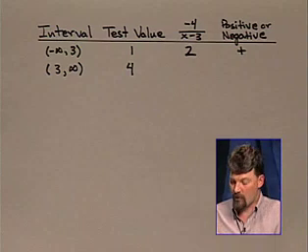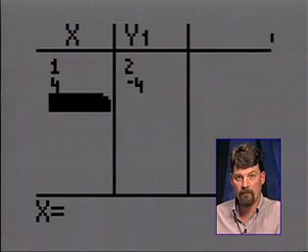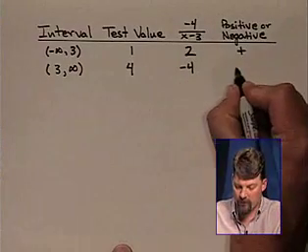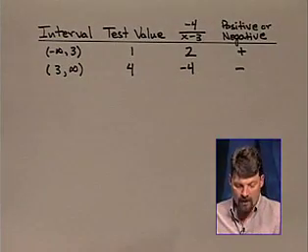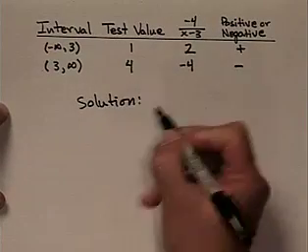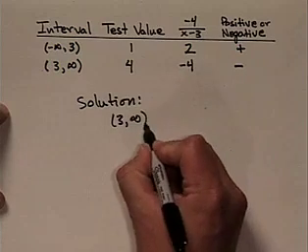So the value of the rational function is 2, and that gives us a positive value for the rational function. Now, we'll check 4. 4 gives us -4. And that means the rational function was negative. All right, so we were trying to find where the rational function was less than or equal to 0. So we want to know on what interval it was negative. Now this is a less than or equal to, but remember, x equals 3 makes the denominator of the rational function 0, so we do not include it. So the solution in this case is going to be the open interval from 3 to infinity.